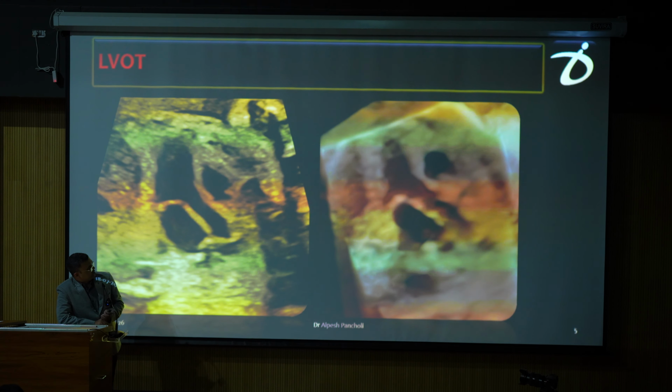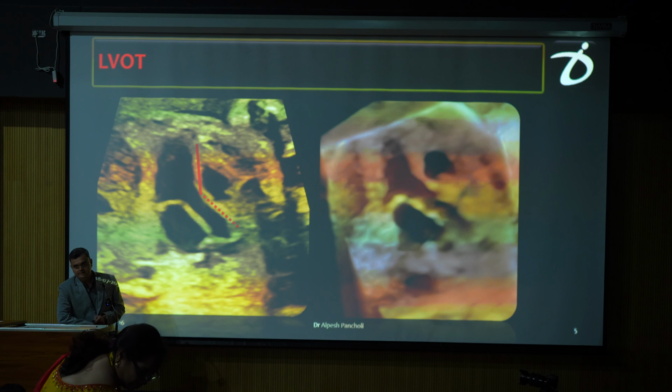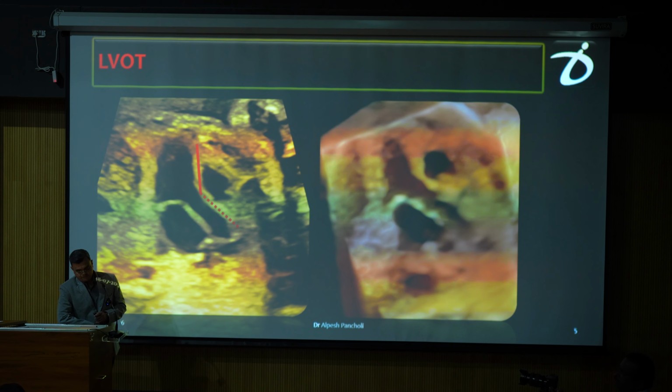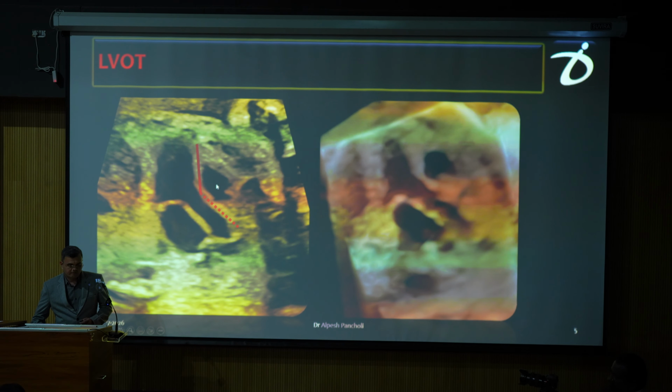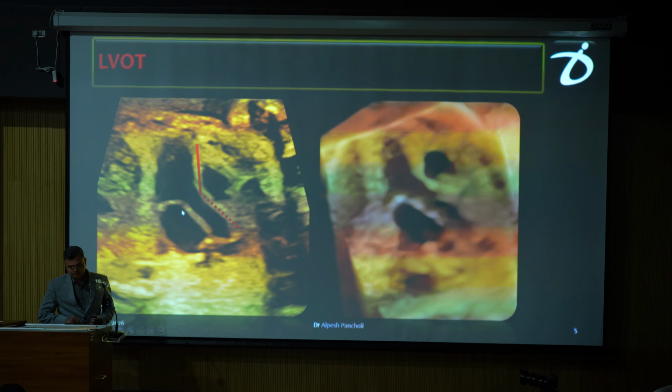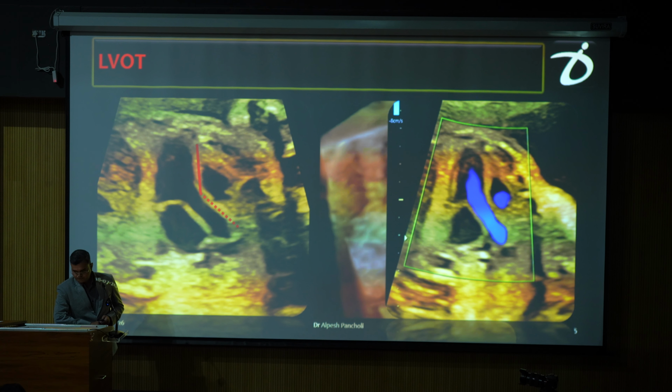This is the normal LVOT view. Here we can see there is septo-aortic continuity. So this bold red line shows the interventricular septum, which is continued as the anterior wall of the aorta. This is known as septo-aortic continuity, which forms an obtuse angle. And also posteriorly, if you see, there is mitral-aortic continuity. So this is also important. The image on the right shows the 3D STIC rendering, and this is the color Doppler image showing the left ventricular outflow tract.